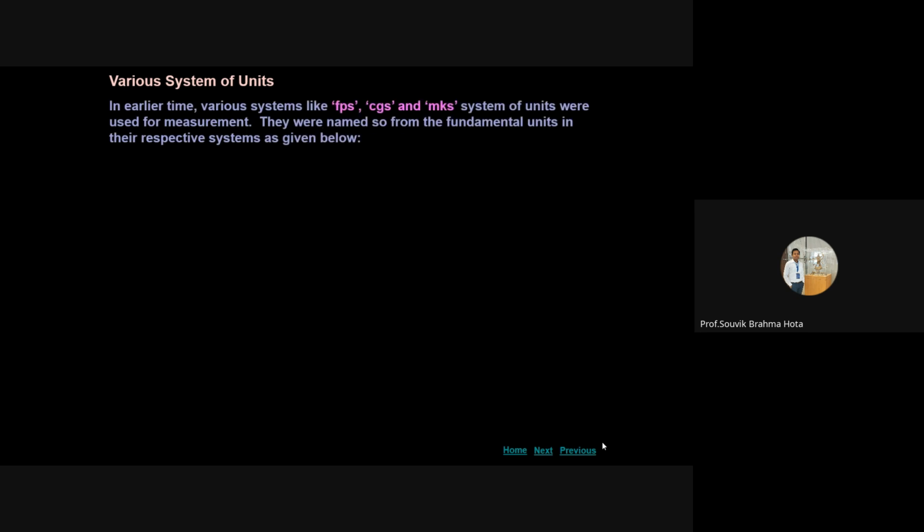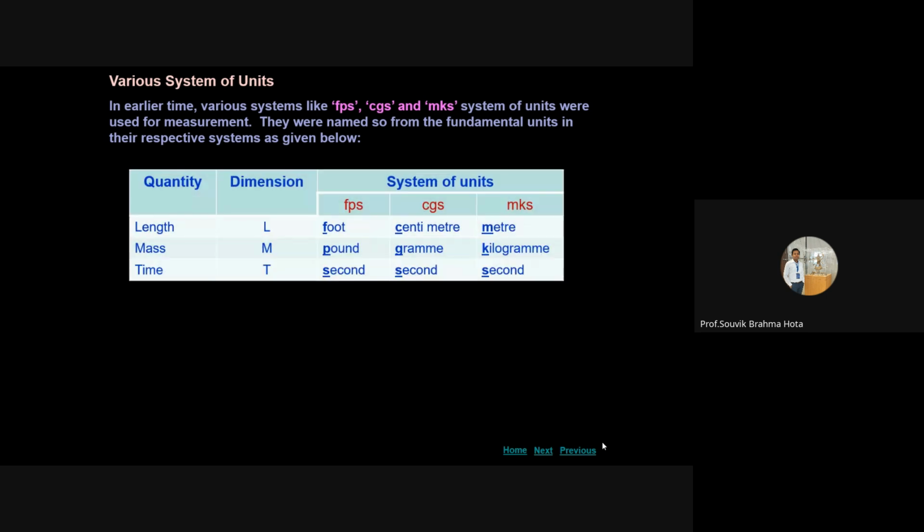So, various systems of units. In earlier times, we know some, like FPS, MKS, CGS. Those were used for measurement. They were named after the fundamental units in their respective systems. In FPS, for length, mass and time, it is foot, pound, second. In CGS it is centimeter, gram, second, and in MKS it is meter, kilogram and second.